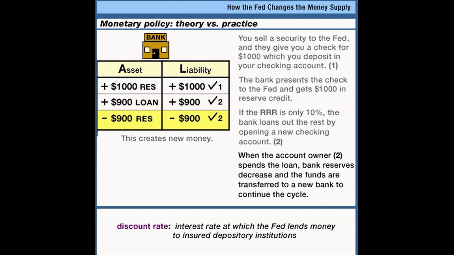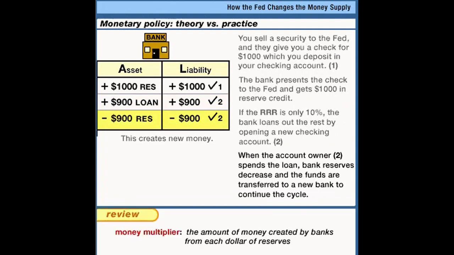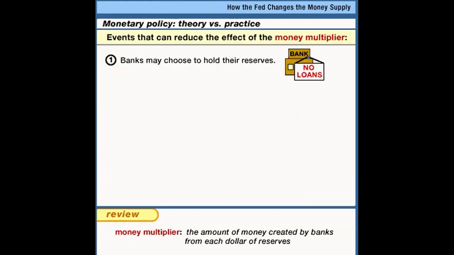Now, the multiplier process may not be as strong in practice as it is in our theories, for 3 reasons. First, banks may not want to lend out all of the reserves that they're able to. That is, even though they can lend out 90%, they may only lend out 80% and keep 10% in excess reserves. Banks do this if they can't find high-quality loans, or if they're afraid the economy might turn down and they get stuck with a bunch of non-performing loans.